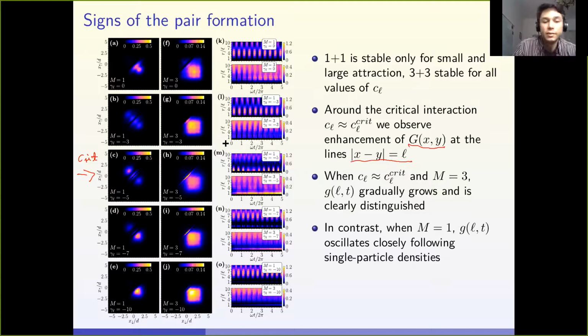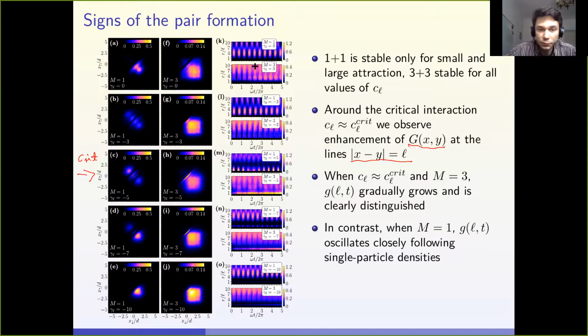So this really tells us that we have molecules in our system, and we see that for the critical value of interactions and slightly stronger attractive interactions, and we do not see that in the strongly attractive regime. In 1 plus 1, we do not see such a trail because, okay, we see something, but it is not a maximum of the whole distribution as it is in the case of 3 plus 3. Okay, so we are done with these black boxes.